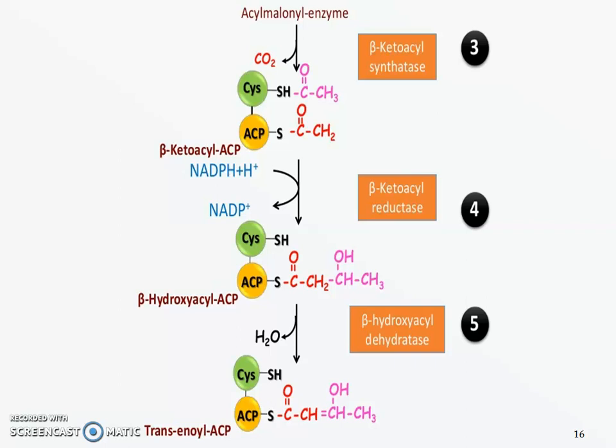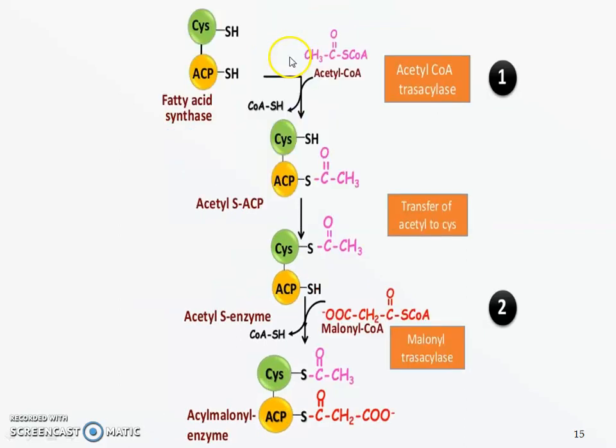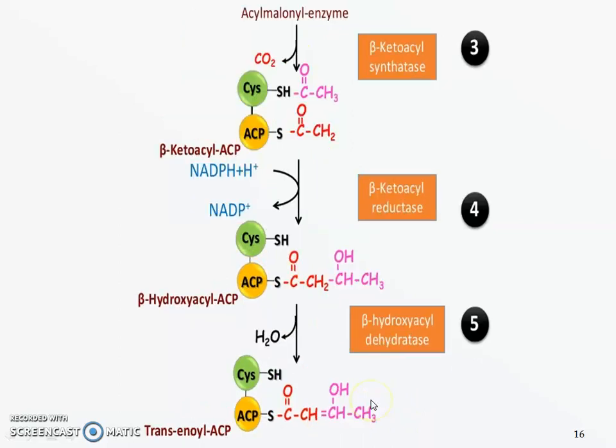Then beta hydroxyacyl ACP undergoes a dehydration reaction: a water molecule is eliminated and a double bond is introduced between the alpha and beta carbon. So a summary of the reactions in this slide: from the acyl malonyl enzyme, there occurs a formation of beta ketoacyl ACP in the presence of the enzyme beta ketoacyl synthase. Then the beta ketoacyl ACP is converted into beta hydroxyacyl ACP with the help of the enzyme beta ketoacyl reductase.